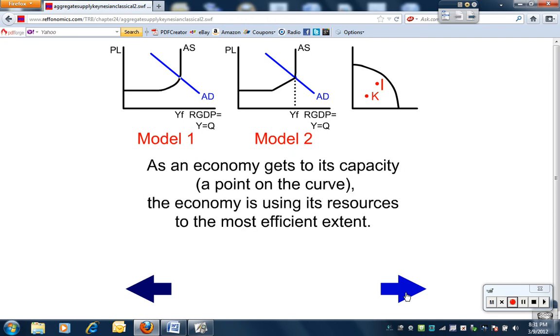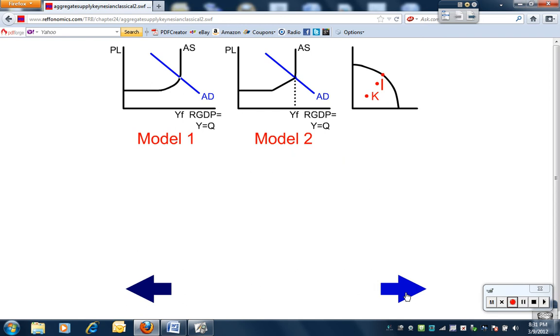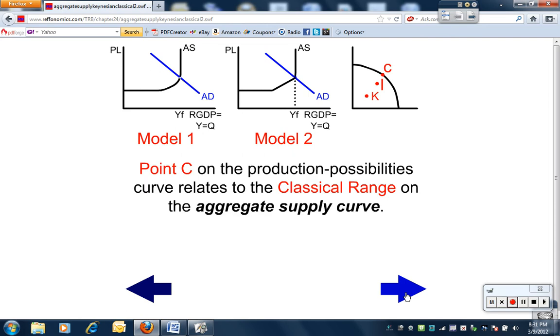We're going to keep going. As the economy continues to grow, it gets to full capacity, it becomes a point on the curve. It's using its resources. Everything is efficient. It's operating somewhere along this curve. We'll call this point C. C relates to the classical range on the aggregate supply curve. So you could actually see the direct relationship between the production possibilities curve and the aggregate supply curve for a macroeconomy in the Keynesian models.